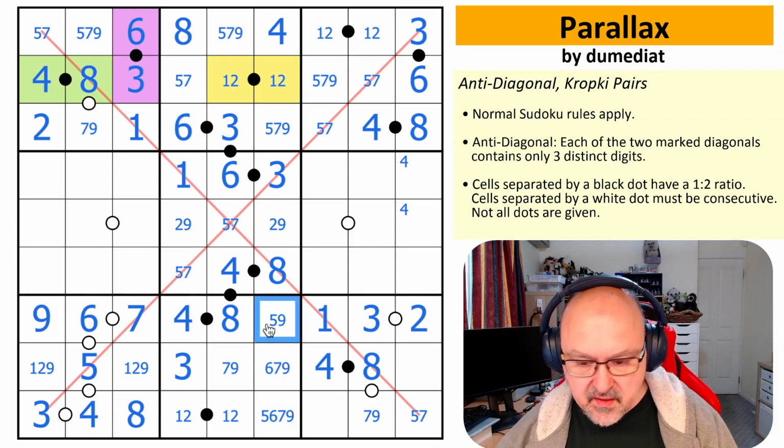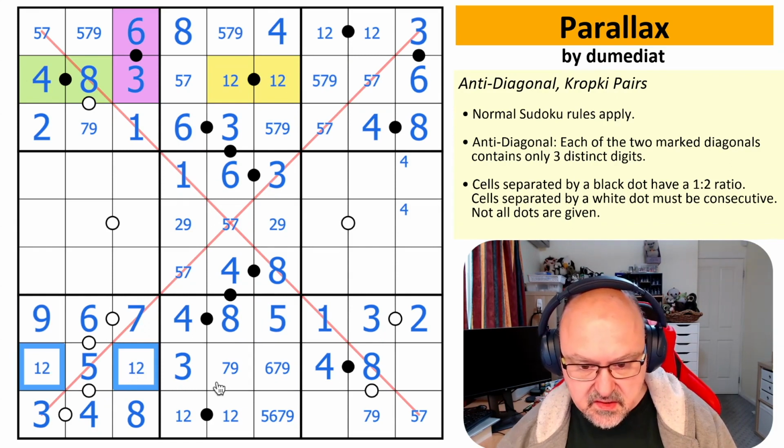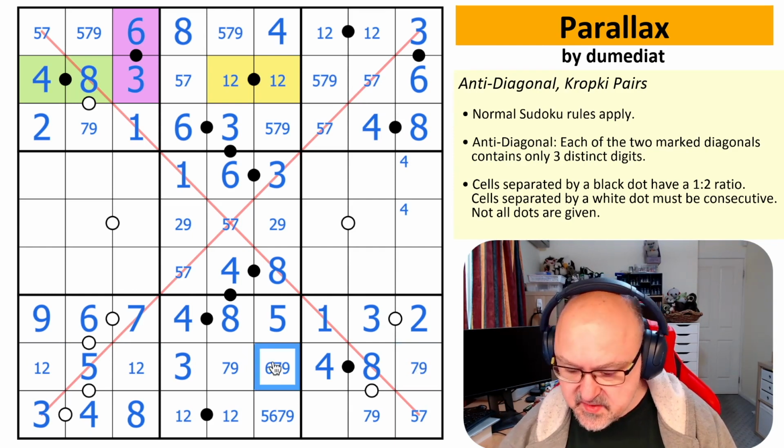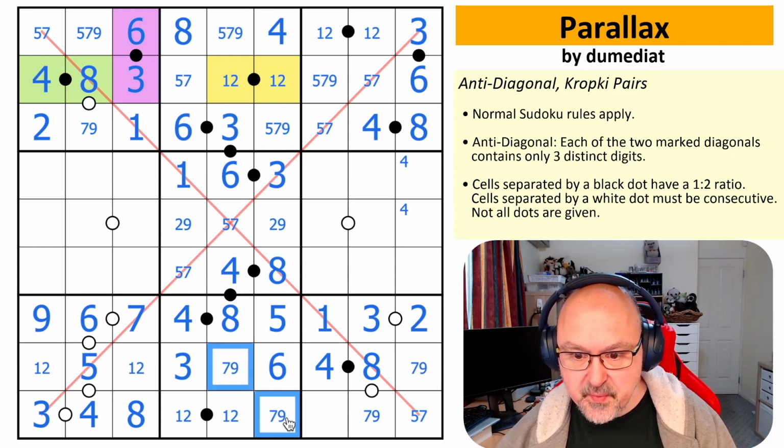That's 9. That's 5. There's no 9 in these. So is this 6, 7, or 9? 1, 2, 3, 4, 5, 6. Yes, 6, 7, 9. And there's no 6 there. So that's a 7, 9 pair. This becomes the 6. There's no 6 here. There's no 5 here. That's the 7, 9 pair. The 5 looks up, meaning that's not 5.